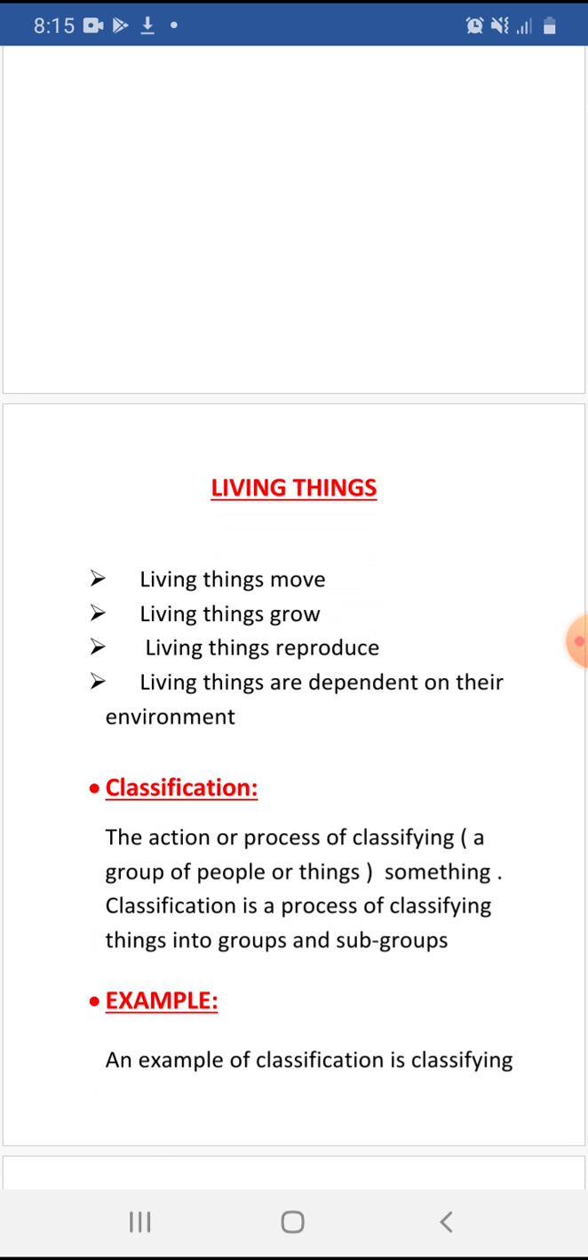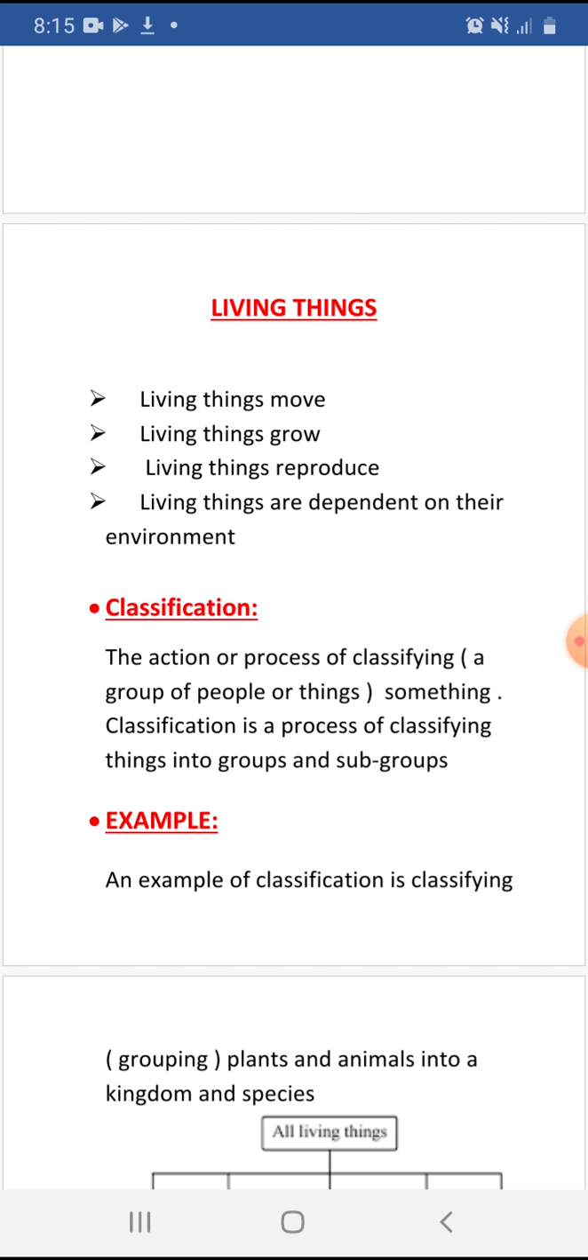Dear students, living things move, living things grow, living things reproduce. They reproduce their own kind. Living things are dependent on their environment. How are they dependent on their environment? They need food, they need water, they need light, they need temperature, and all of these they get from their environment. That's why they are considered dependent on their environment.